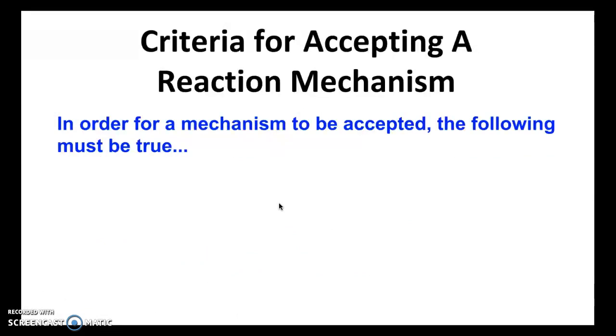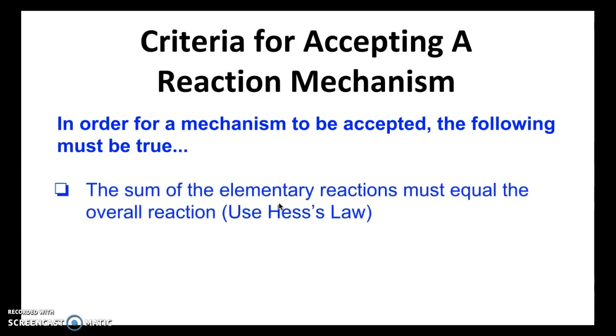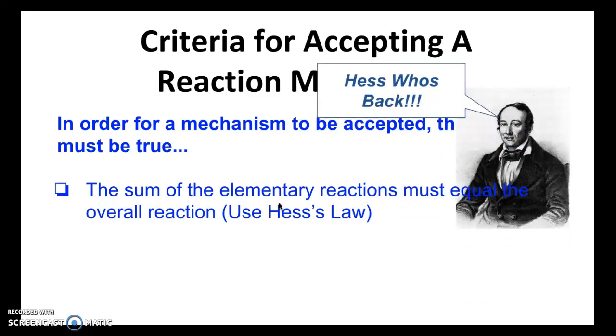All right, criteria for accepting a reaction mechanism. If a scientist is going to propose a reaction mechanism, there are 2 things that must be true about that mechanism in order for it to be considered reasonable. First of all, the sum of the elementary steps of that mechanism must equal the overall reaction. And that goes back to using Hess's law. So yeah, that's right, Hess's back. We use Hess's law a lot in chemistry because it just makes sense. When you add up the parts of something, it should result in that overall something.